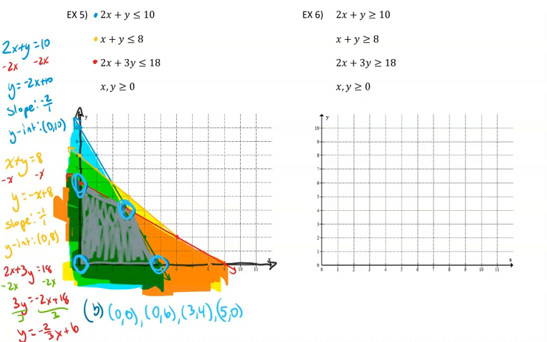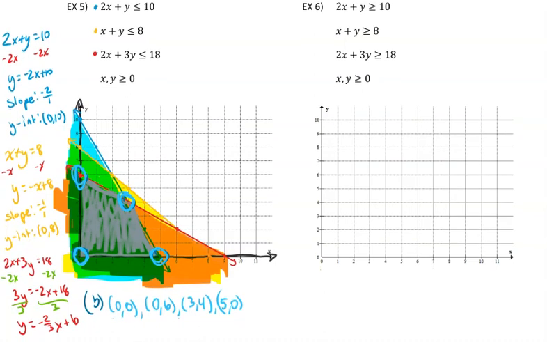Lastly, we just want to say if our region is bounded or unbounded. Again, for this one, we can draw a circle around the entire thing, so we consider it bounded.